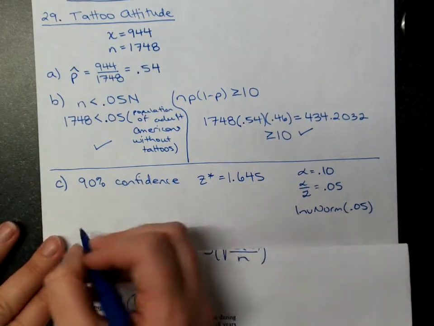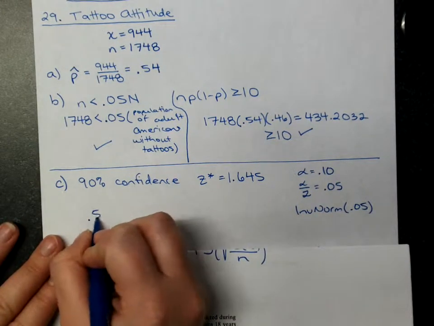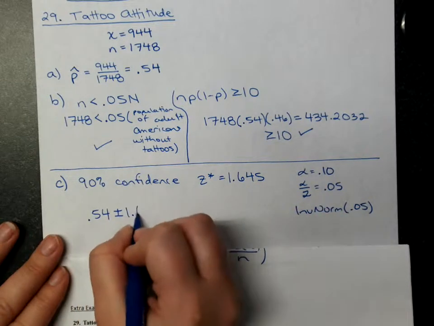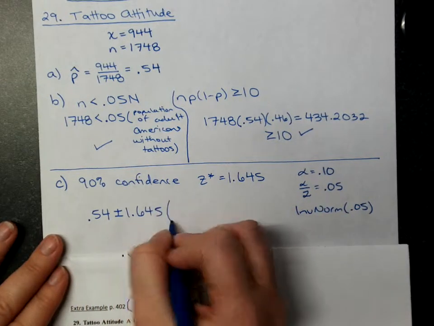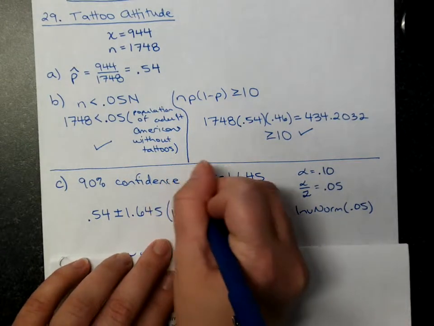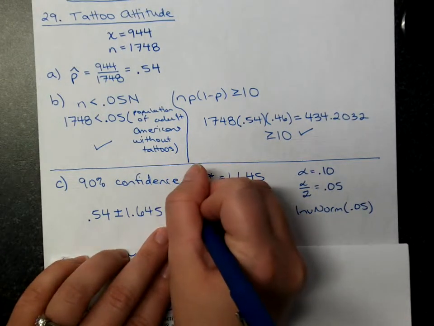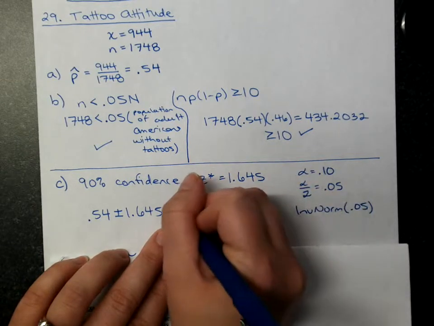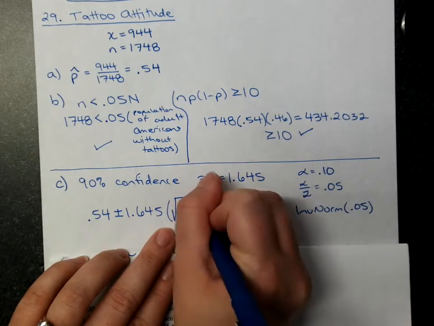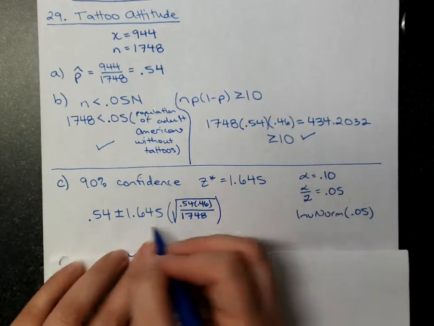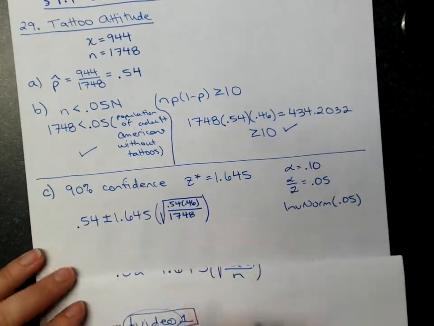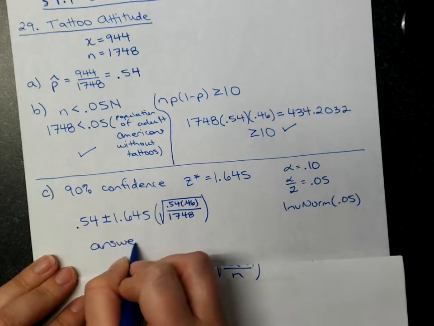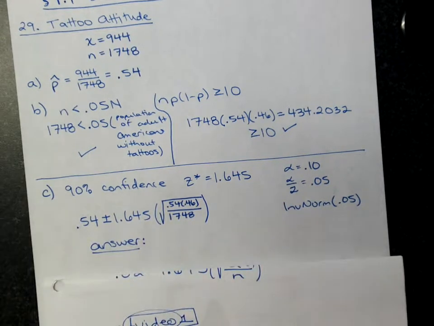Then we're going to set up our confidence interval. It's 0.54 plus or minus the critical value, 1.645, times the square root of 0.54 times 0.46 over 1,748. And you can either crunch these numbers yourself, or you can let the calculator do it. And I'll show you that in just a second.